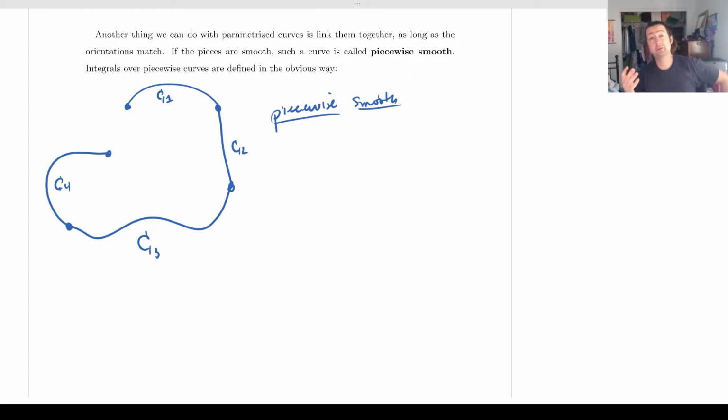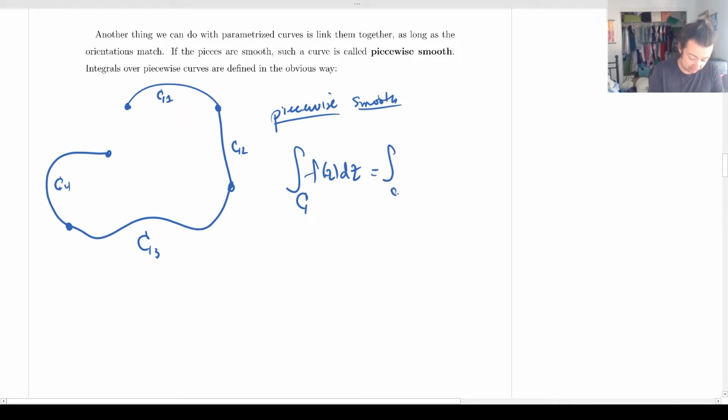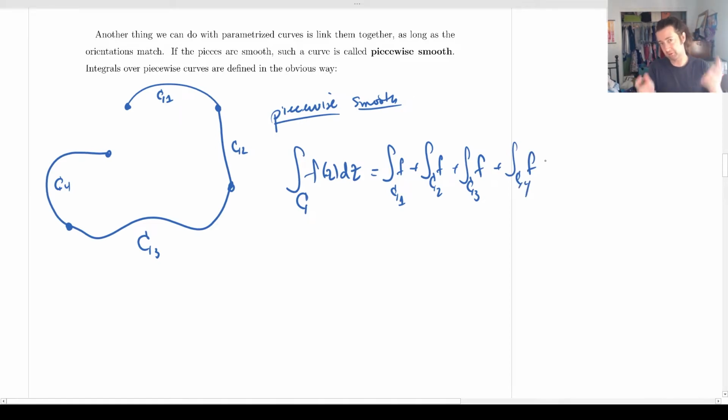And it's very easy to set up the notion of what you mean by integration over a piecewise curve, because integrals don't care about single points. So if you have an integral over a piecewise smooth curve and you want to evaluate it using the definition that we had above, you just yank it apart into the integral over the first piece, so this is C1 of f, plus the integral over C2 of f, plus the integral over C3 of f, plus the integral over C4 of f. So you just evaluate the integral on the smooth pieces and then add everything together.